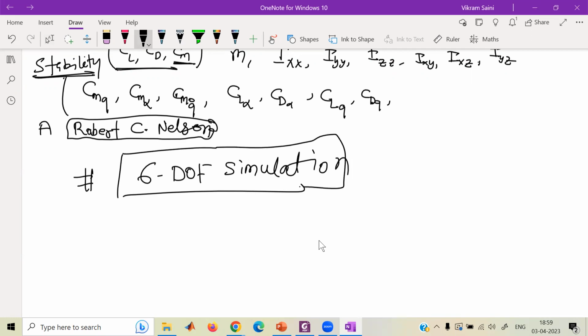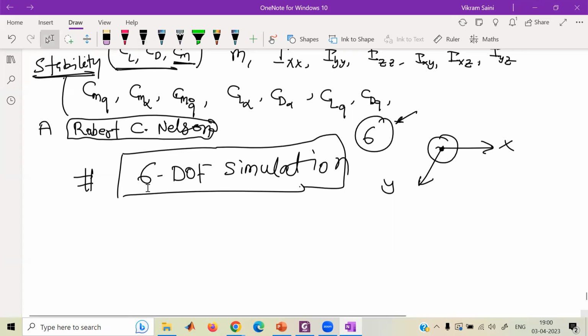So an aircraft can move in 3D space. Imagine this rigid body. It can move in free space in 3 directions, and it can also rotate about the 3 axes. So there are 6 independent degrees of motion that this rigid body can perform, and therefore 6 degree of freedom simulation.